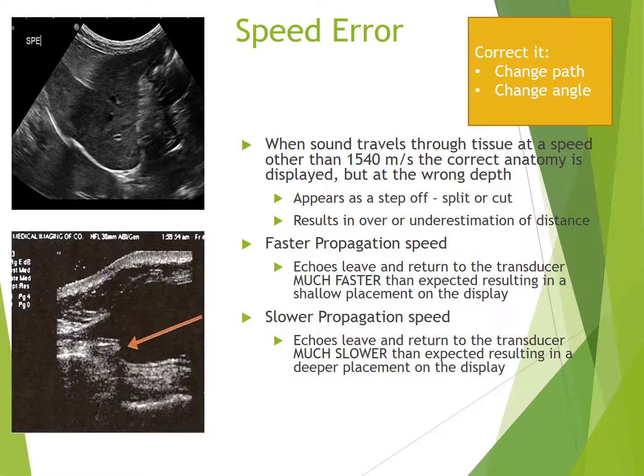So if there's faster propagation speed, echoes are leaving and returning to the transducer much faster than what the machine is expecting, and it's going to result in a shallow placement on the display. If you have slower propagation speeds, the echoes leave and return to the transducer much slower than what the machine is expecting, and it's going to result in a deeper placement on the display. So using this liver as an example, we have our transducer up here, and the sound is traveling through, and what is actually happening is it's traveling quite a bit faster through here.